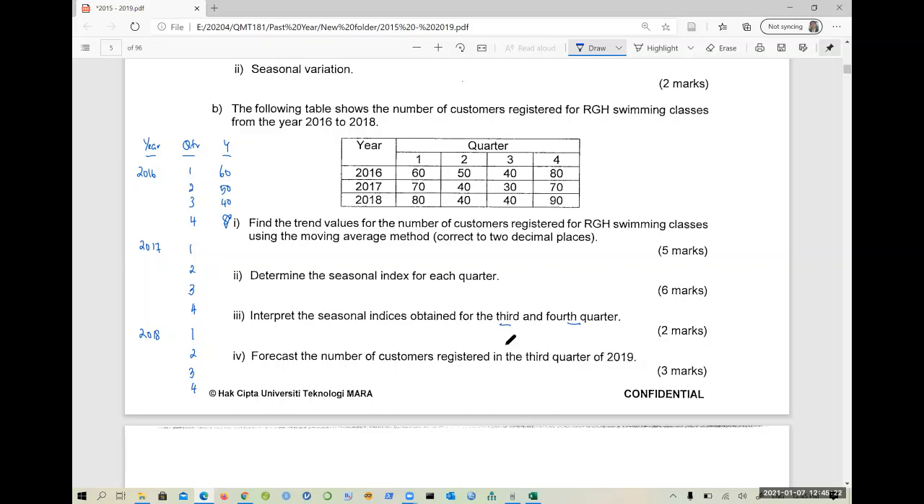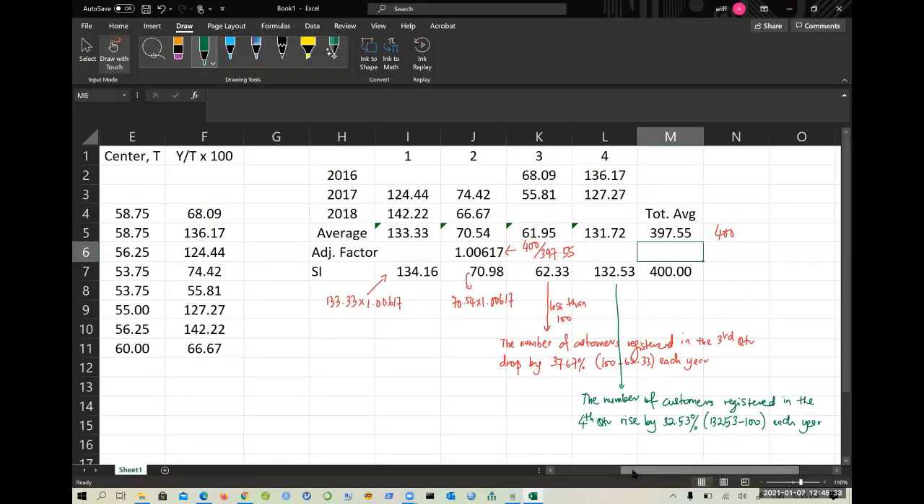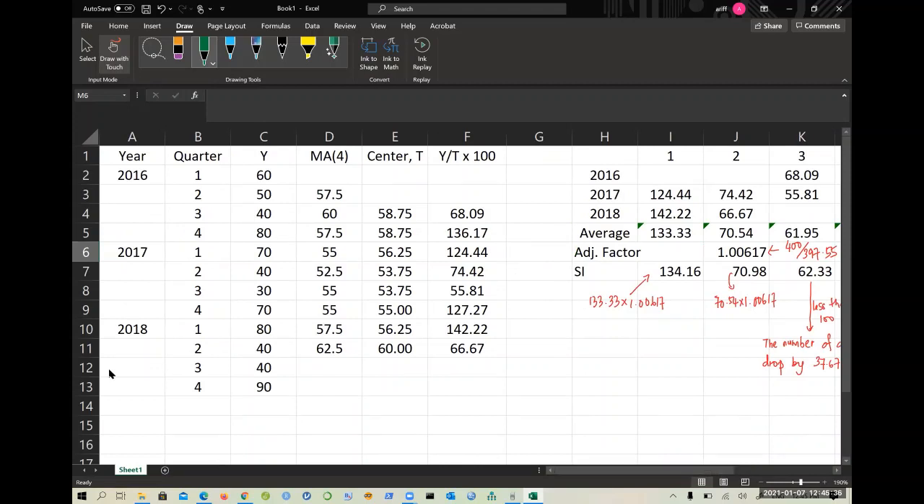Okay, and then the next one, what you need to do is to forecast the number of customer registered in the third quarter of 2019. So you know, forecast untuk 2019. So how do you forecast untuk 2019? So here you have 2019, right? So you have 2019 over here. And then you nakkan untuk yang third quarter. So 1, 2, 3. So berapa dia punya nilai kat situ? Okay. The question right now, the first untuk forecasting. So if you want to forecast.